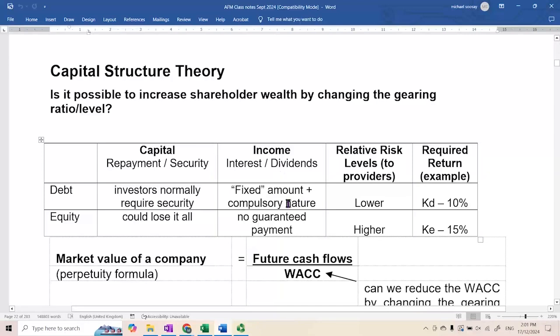Income, interest, dividends. Debt is a fixed amount, compulsory in nature. Equity is no guarantee of payment. Risk levels to the provider: lower, higher. KD lower, KE must be higher.